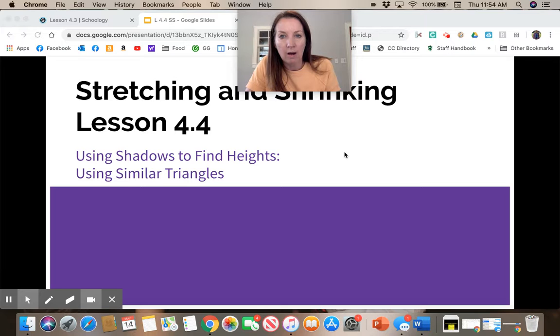If you are able to, you will need a ruler or a yardstick and something to measure outside. So hopefully today is a nice and sunny day. If not, I will talk about in the video some alternative things you could do to try this method. So it's called using shadows to find heights using similar triangles.